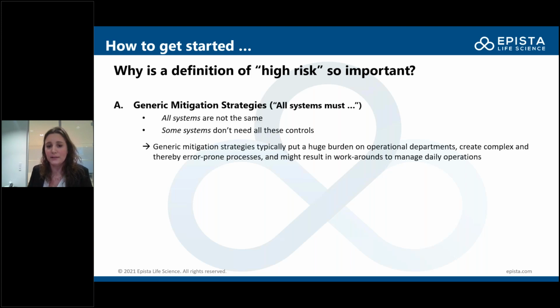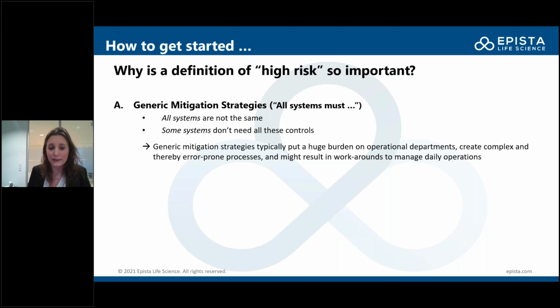The background for that is that if you don't do that, if you have all your systems and you say they're equally risky, then you're also more likely to develop generic mitigation strategies, meaning that you have a strategy that says, well, all our systems must. The problem with that is that all your systems are not going to be the same. So some of the systems that you have won't need all the controls that you are defining. And if you're setting up those generic strategies, you're typically putting a very, very huge burden on your operational departments.